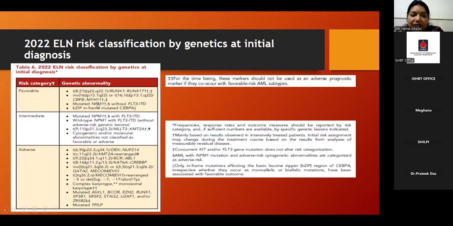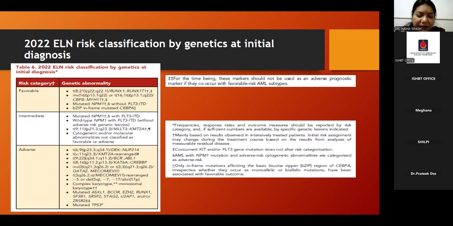Take, for example, if I say I have only translocation 8;21 and I have this ASXL1. The guidelines are pretty clear that if you have a favorable category and you are getting some of the cytogenetic abnormalities which are associated with AML-MRC, then that case will upgrade to adverse. But if you are getting AML-MRC mutations, that case will not upgrade to adverse. Have I been able to explain?